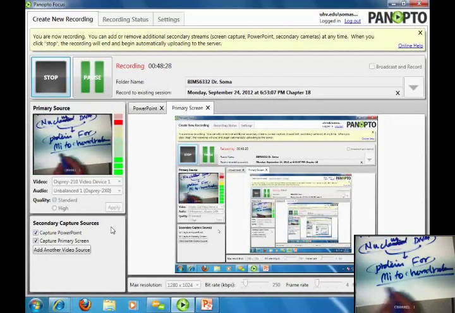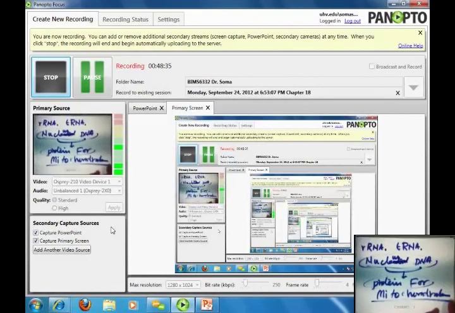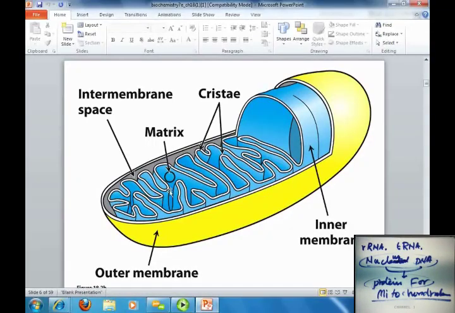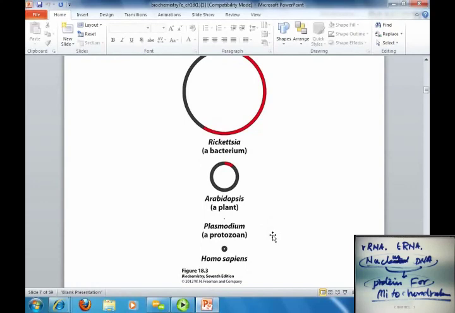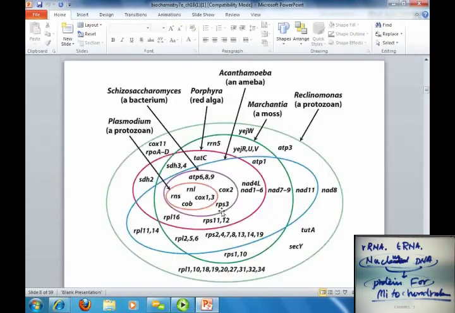And the overlapping gene complements between the species, you will find in figure 18.4 in your textbook. I'll go through that on this picture. This is the cartoon explaining the matrix and cristae, a cross section cartoon of mitochondria, inner membrane and outer membrane. And these are some of the bacteria and Arabidopsis plant and Plasmodium protozoan and Homo sapiens. Look at figure 18.3, where you will find the sharing of the mitochondrial enzyme complex, the common genome. Now we can see they are overlapping.